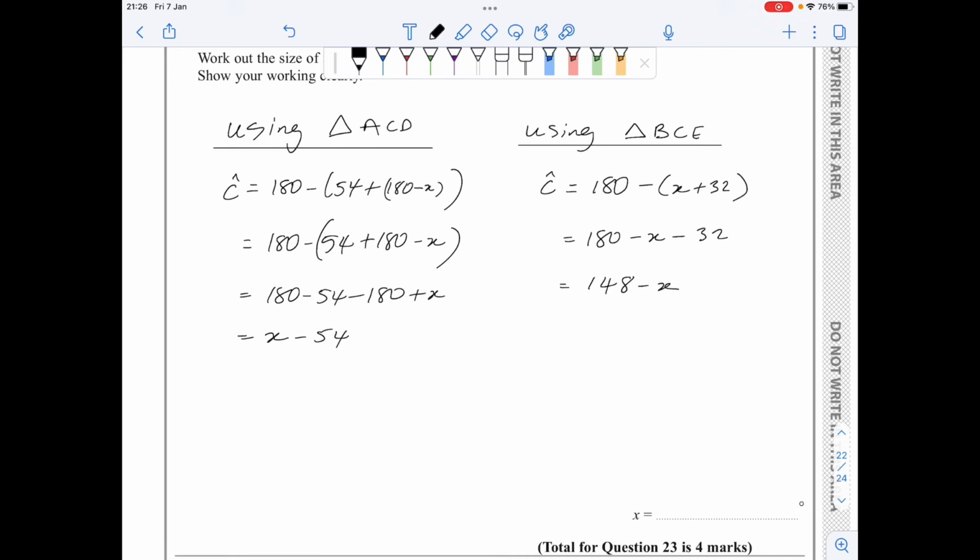And the two angles C have to be equal because they're referring to the same angle. So x - 54 is equal to 148 - x. So 2x is equal to 202. So x comes out to be 101 degrees.